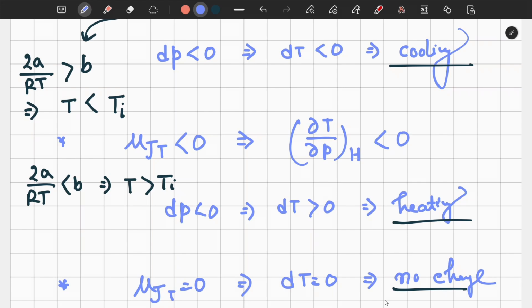I'm just saying the inversion temperature: for helium it is 40 Kelvin, and for hydrogen gas it is 200 Kelvin. So how do they produce low temperature? That is a different thing. Yes, helium gas is used to produce low temperature. Rapid expansion of helium gas produces low temperature.